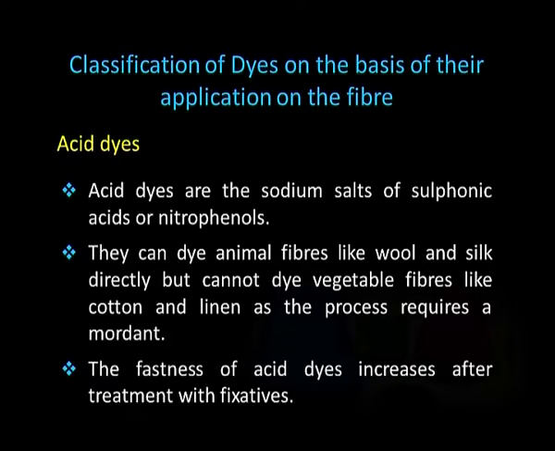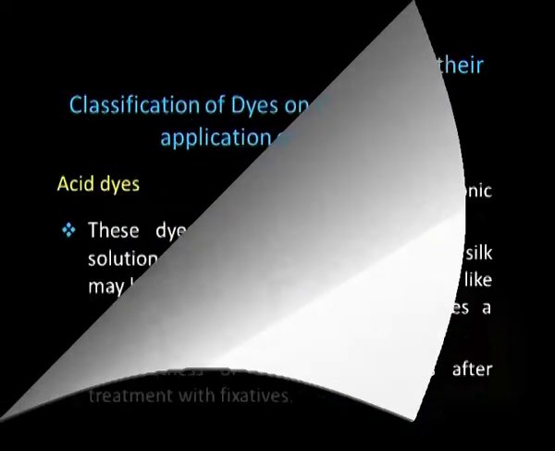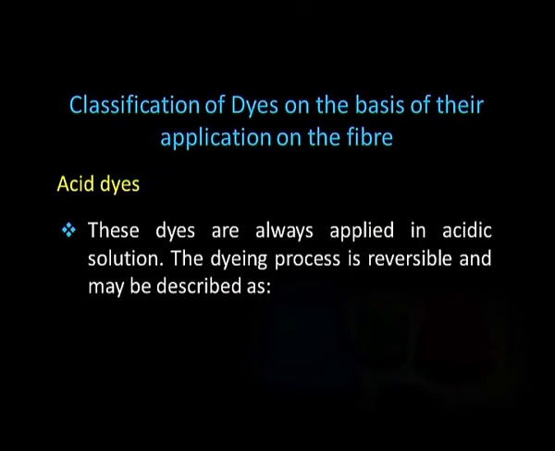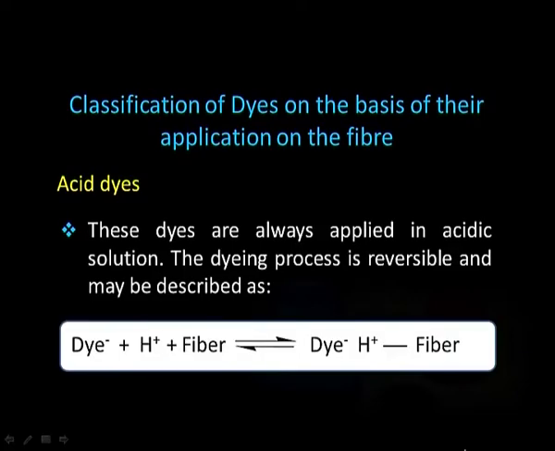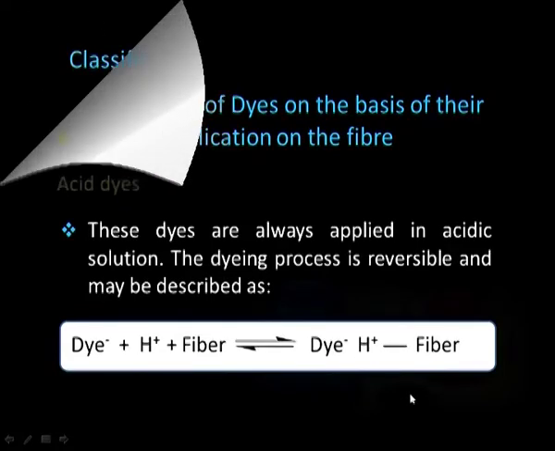The fastness of acid dyes increases after the treatment with fixatives. These dyes are always applied in acidic solution. The dyeing process is reversible and may be described as seen here. This is the dye which is used in presence of acid. It is applied on the fiber so that the dyeing is done on the fiber.